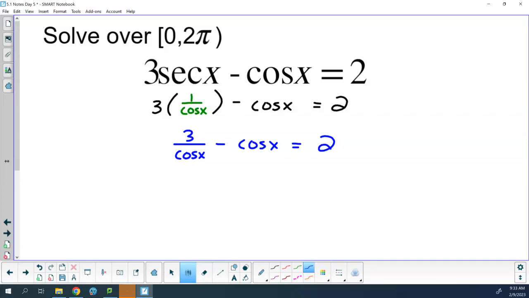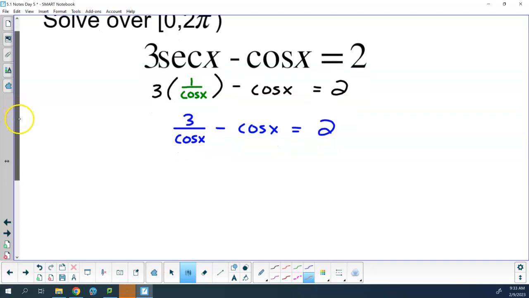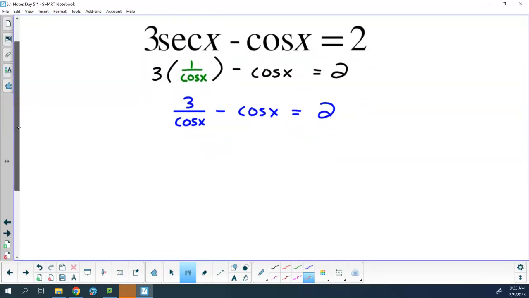Multiply the entire thing by cosine and get rid of the fraction. Either way, I'm going to go with the common denominator way. When I do this problem, I multiply by cosine, but I'm going to go with the common denominator way because I saw some people do it that way, and then they made one crucial mathematical mistake.